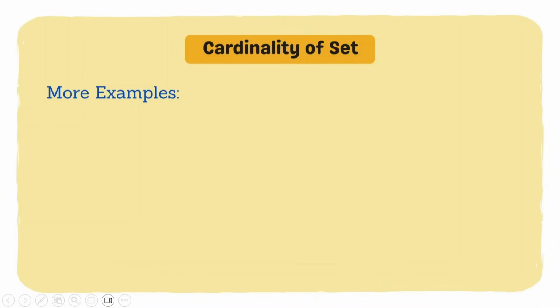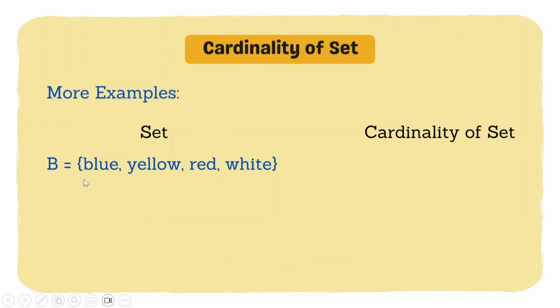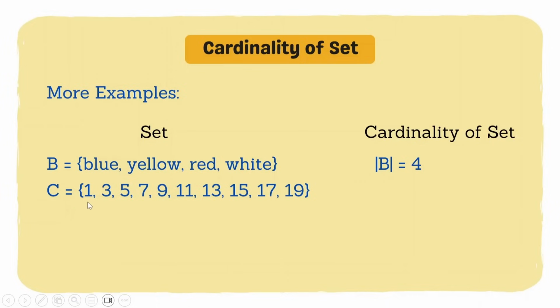Okay, let's have more examples of the cardinality of sets. We have here the first one, set B with elements blue, yellow, red, and white. Sa tingin nyo po, ano kayang mga kulay ang mga ito? Okay, try to guess. Yes, this is the colors of our Philippine flag. Alright, so ang cardinality ng set B ay 4. Alright, there are 4 elements in set B. Next one, set C. We have here the numbers 1, 3, 5 hanggang 19. Okay, kung napapansin nyo, these are all the odd numbers from 1 to 19. At ilan po lahat yan?